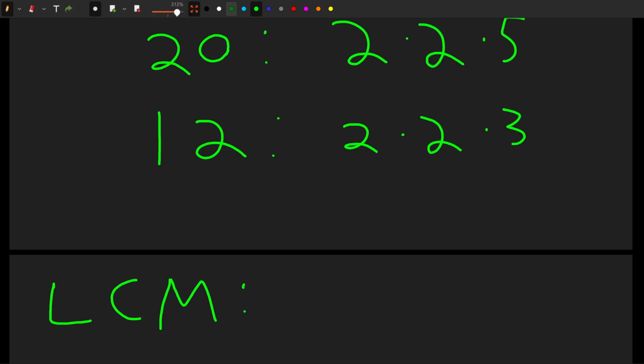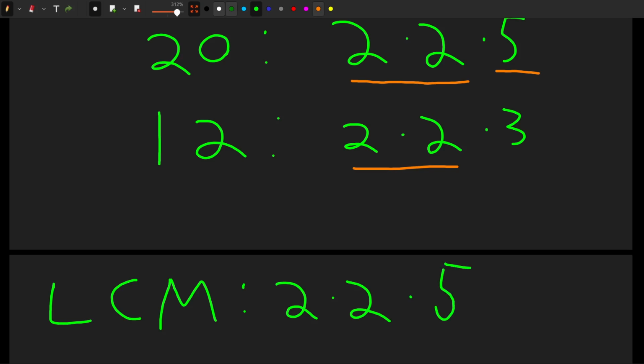Okay. So then in this case, running out of room here, our lowest common multiple is going to be what exactly? So 20 and 12, they both have two 2's. So I'm going to take two 2's and add that to my lowest common multiple. And then 20 has 1 5, so I'm going to add the 1 5. And then 12 has 1 3. So I'm going to add the 1 3.